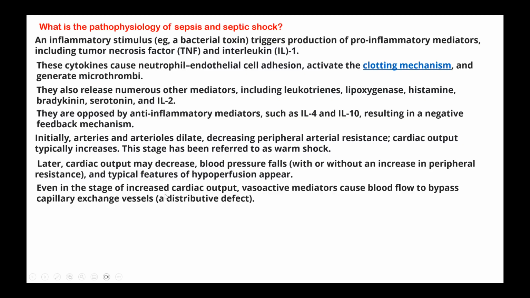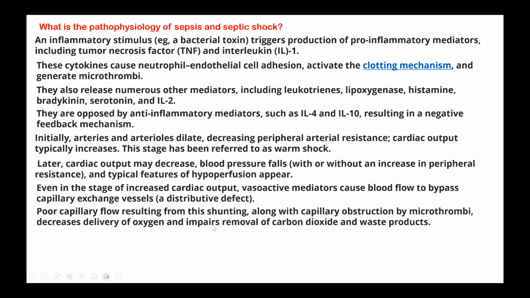So even in the stage of increased cardiac output, vasoactive mediators cause blood flow to bypass the capillary exchange. So the basic problem here, even with the increase in cardiac output, is that microcirculation is not able to take place properly. The blood gets directed before it enters the microcirculation, and that is why it is also called the distributive defect. And at a particular time, the patient will become peripherally very cold, and blanching will not happen.